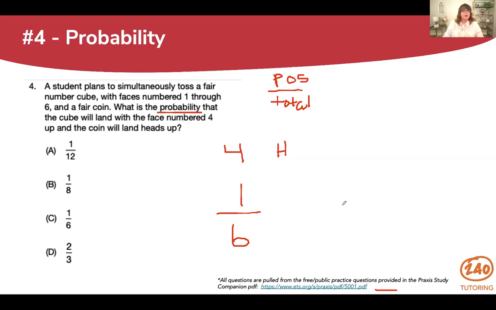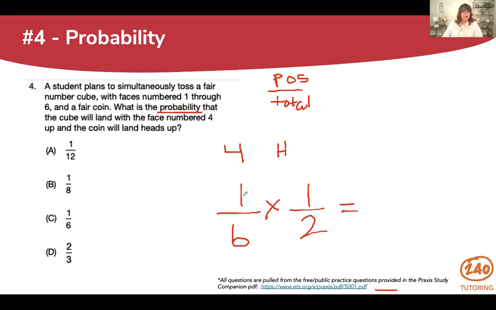Coin. The coin can either land on heads or tails, so there's 2 possible outcomes there. And if it's heads or tails, there's only 1 heads. So 1 out of 2. Now, when we want to combine probability, we multiply those fractions. Actually, pretty straightforward math here, okay?